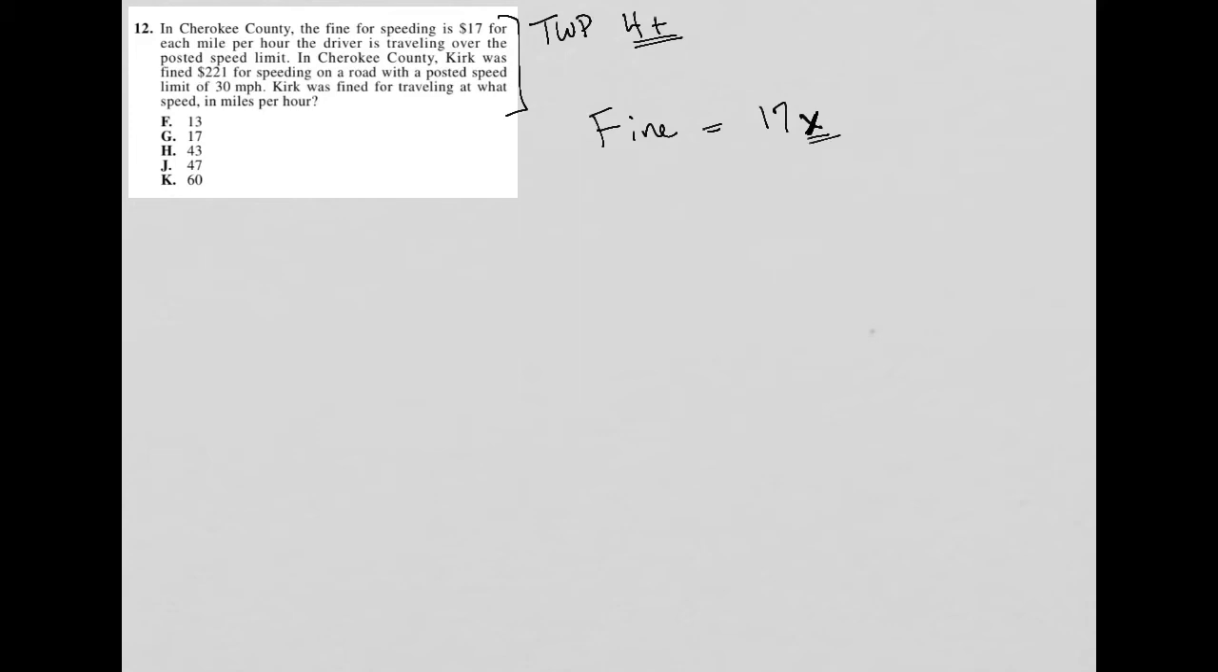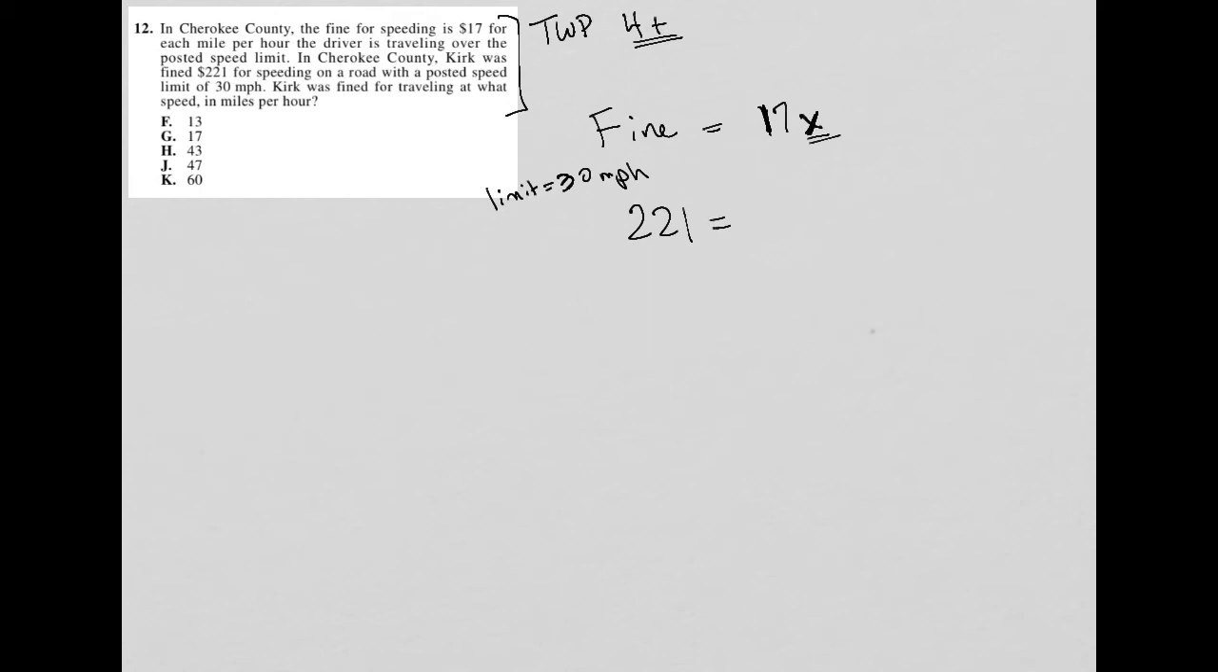In Cherokee County, Kirk was fined $221. So 221 was Kirk's fine for speeding on a road with a posted speed limit of 30 miles per hour, right? So we know that the speed limit is not a part of our equation, but it is good to know that the limit equals 30 mph. And Kirk was fined for traveling at what speed in miles per hour?